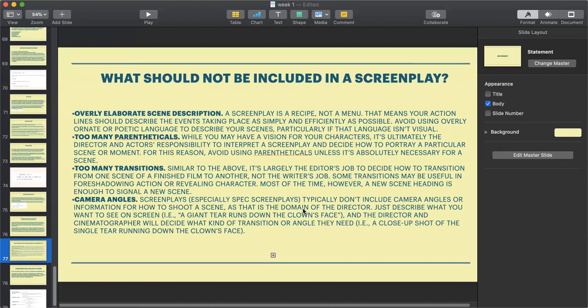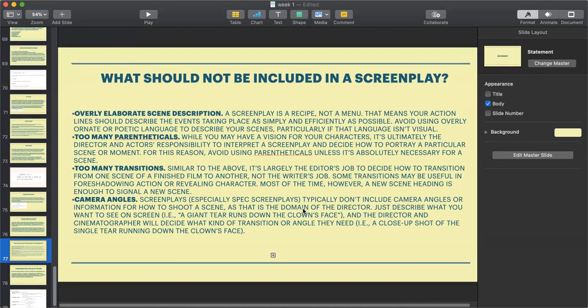Just write as simply as you can, and write as little as possible, just what is required to show the scene. All right. So overly elaborate scene description you should not write.